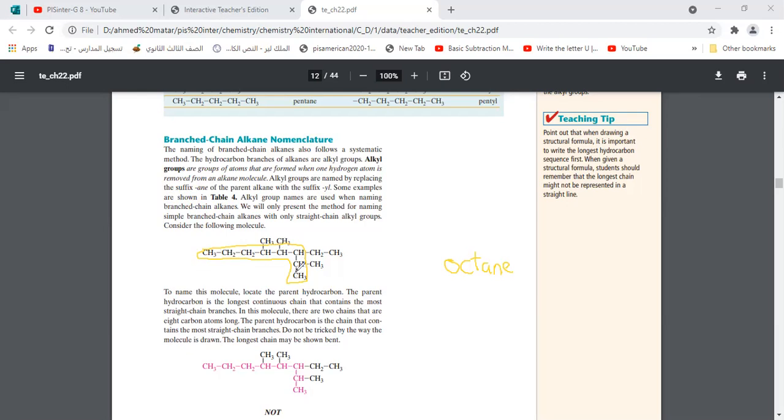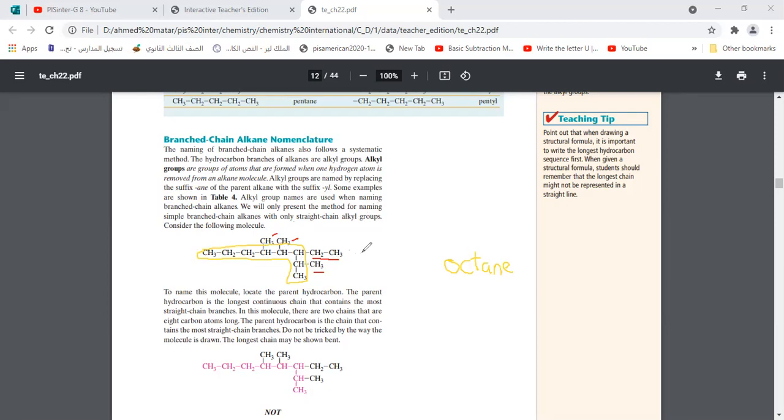So that is not the full name because there are extra additives or there are some branches on the main chain. So we need to mention the location and the name of these branches. Okay. So what are the branches which are found? Let's find here. What are the branches? We have CH3, C2H5, another CH3, and another CH3.